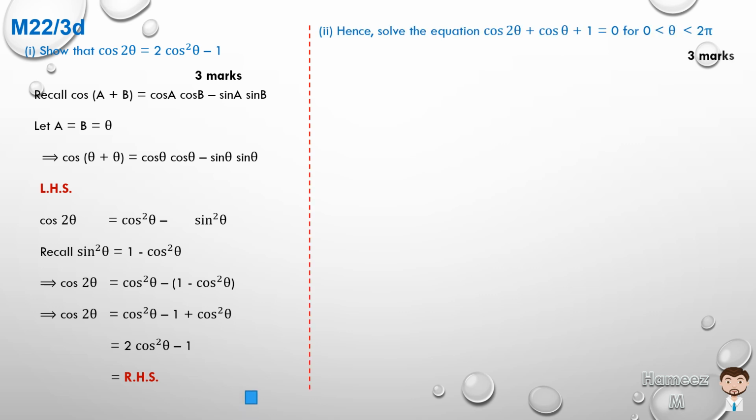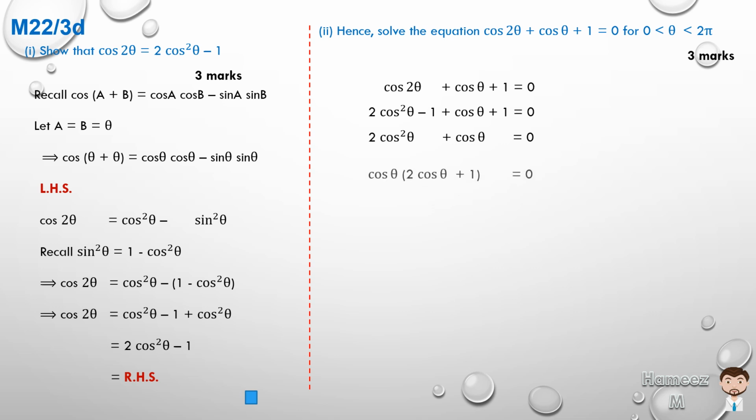Part 2. Hence, solve the equation cos 2 theta plus cos theta plus 1 is equal to 0 for the angles from 0 to 2 pi. So if cos 2 theta plus cos theta plus 1 is equal to 0, and we know cos 2 theta as 2 cos squared theta minus 1, we can substitute there. So it's going to give us 2 cos squared theta minus 1 plus cos theta plus 1 is equal to 0. And 1 minus 1 is 0, so we're left with 2 cos squared theta plus cos theta is equal to 0. And we could factorize out cos theta. So it's going to give us cos theta by (2 cos theta plus 1) is equal to 0.